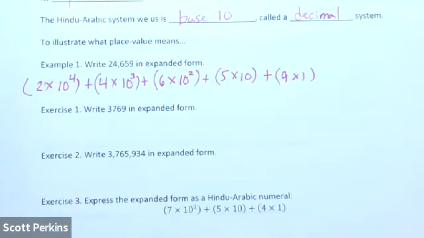So what I would like you to do, please, is just duplicate that same sort of thing in exercise 1. Write 3,769 in expanded notation like I did. All we're doing here is practicing getting used to what the positions are communicating to us.